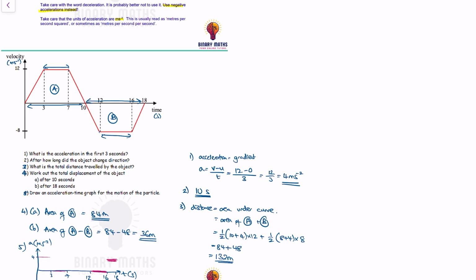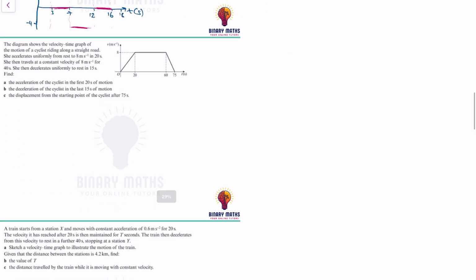Okay, let me make sure it's... If you want to put lines here, you can. So acceleration is 4 here. Acceleration is 0. Acceleration is -4. All the way down, acceleration is 0. Acceleration is 4. That's it. Okay, next question.